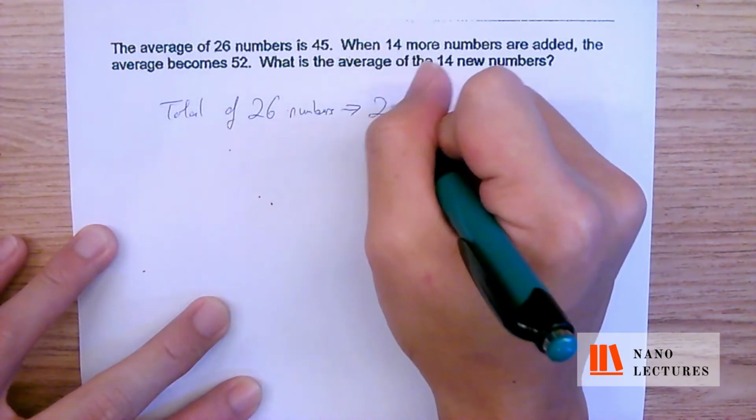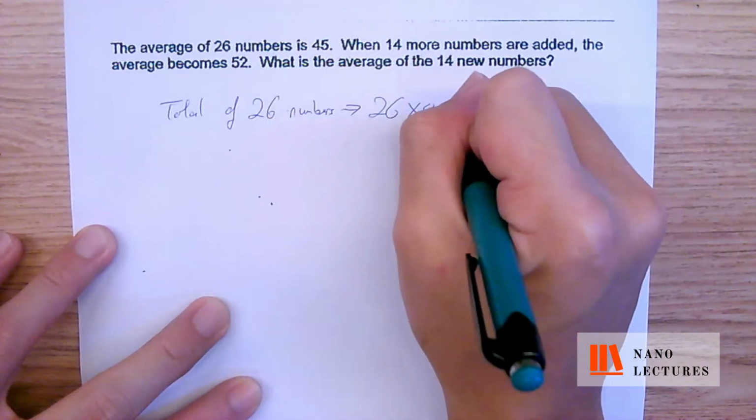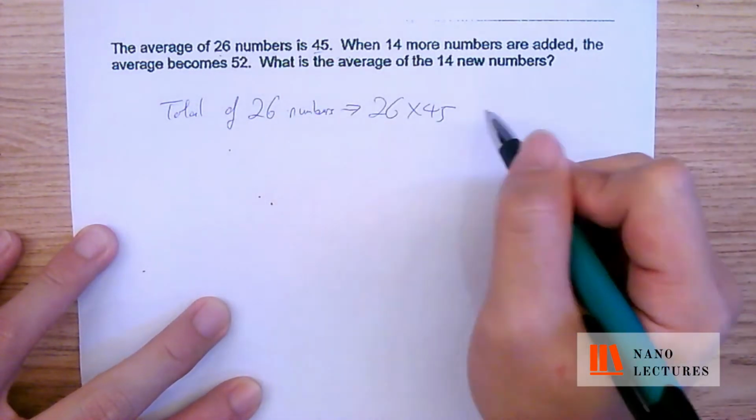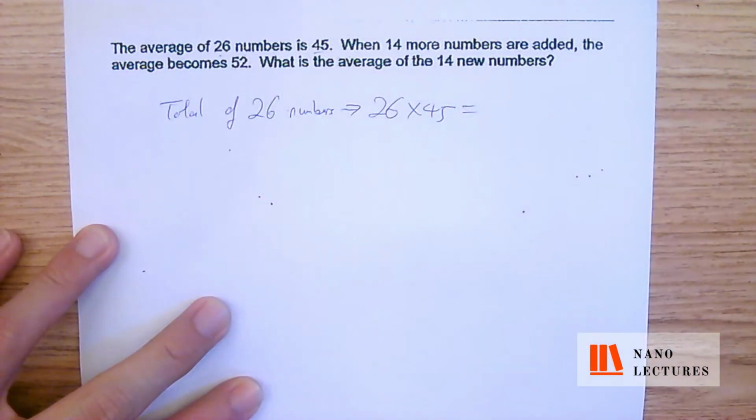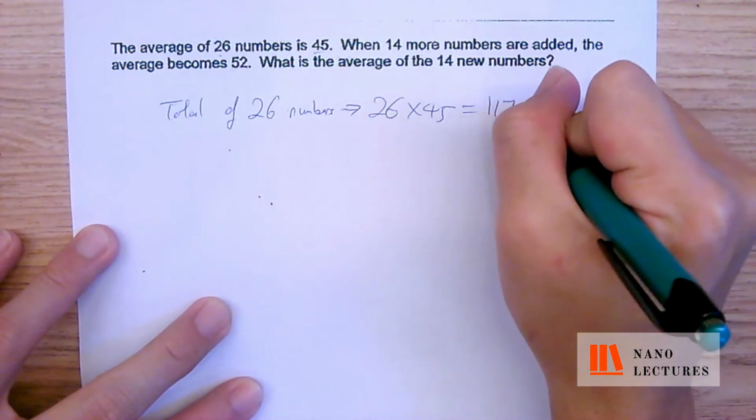Okay? And that will be 26 multiplied by 45, because they tell you that the average of 26 is 45. So 26 multiplied by 45. Use the calculator. 26 multiplied by 45. That will give us 1170.